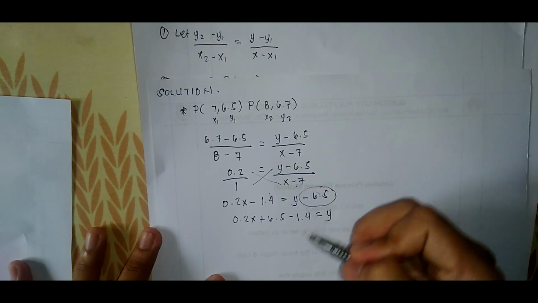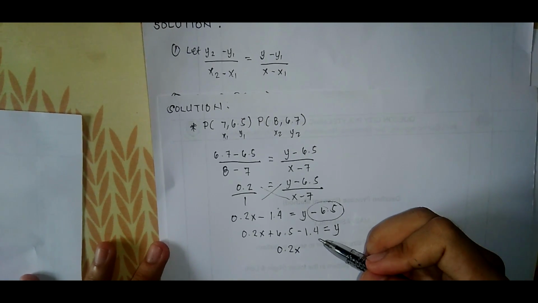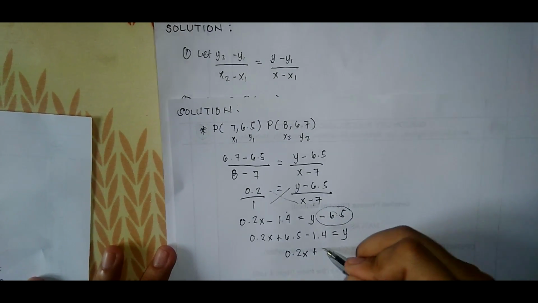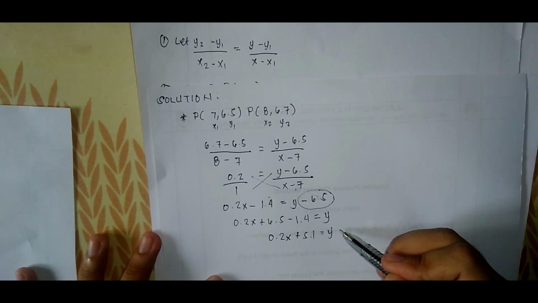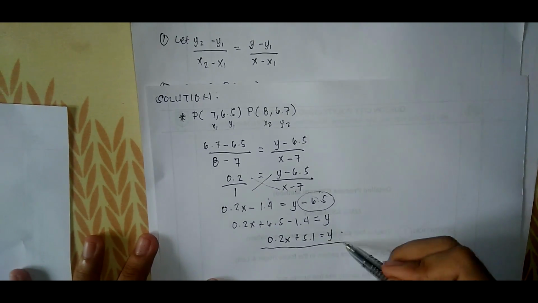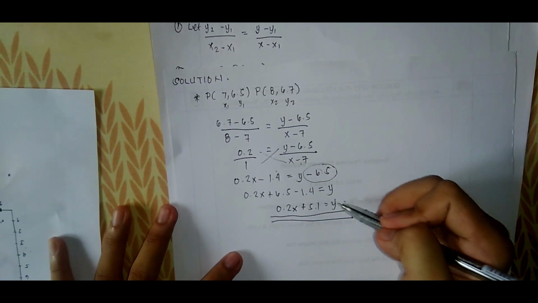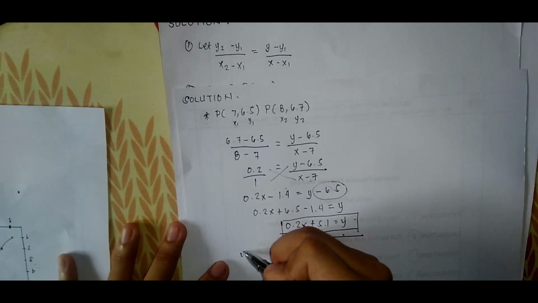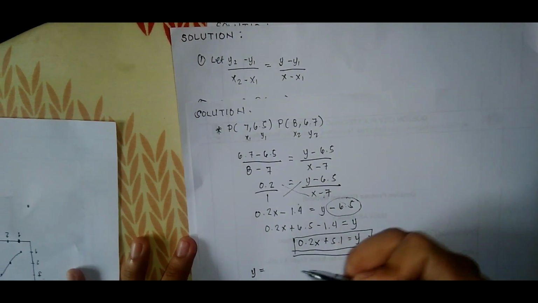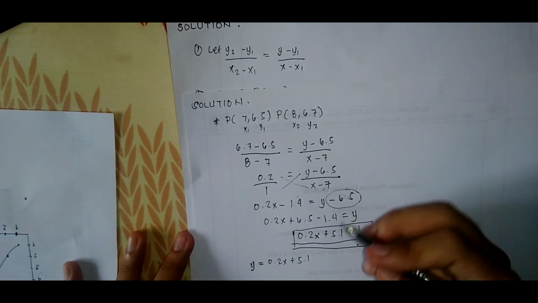Then, equate: 0.2x plus 5.1 is equal to y. Then, this is now our equation of the curve. Then, to get the rate of change, we need to derive this equation of the curve. So, we have the equation y is equal to 0.2x plus 5.1.